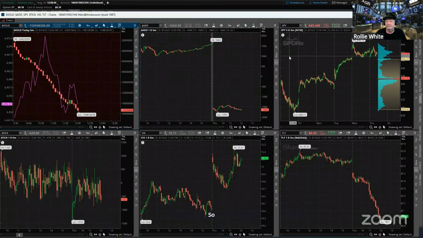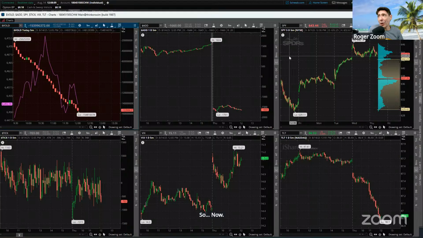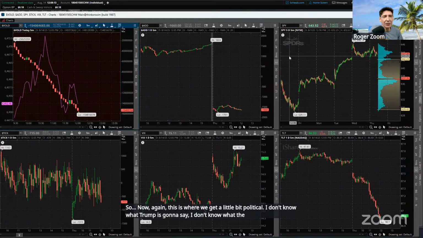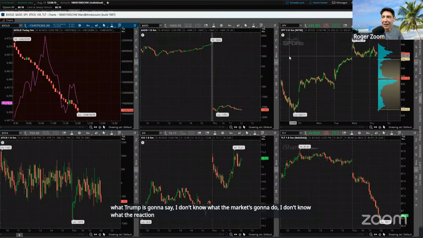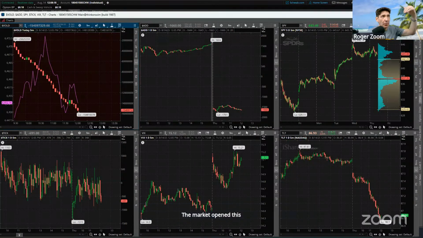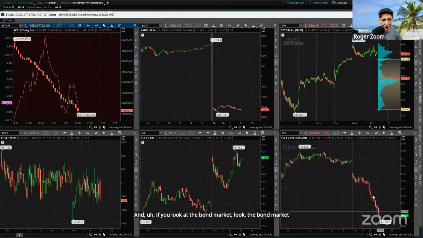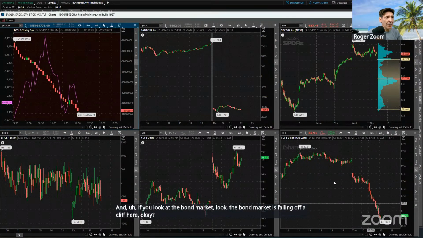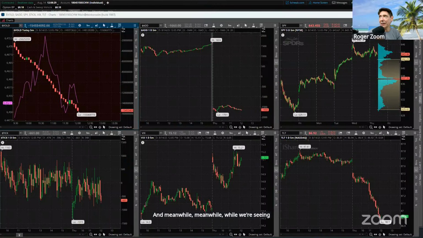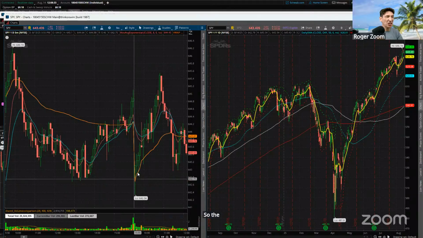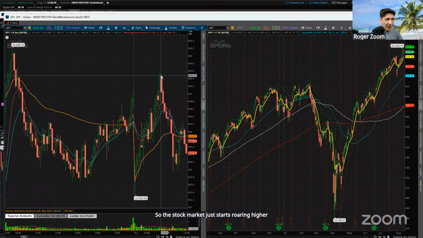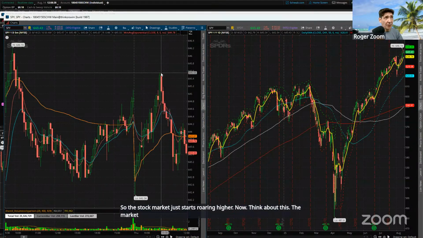Right. So now, again, this is where we get a little bit political. I don't know what Trump is going to say. I don't know what the market's going to do. I don't know what the reaction will be. But the market opened this morning, and pre-open, it started going down pretty good. And if you look at the bond market, the bond market is falling off a cliff here, okay? And meanwhile, while we're seeing all that, what does the stock market do? The stock market just starts roaring higher. Now, think about this. The market opens at 9:30, right?